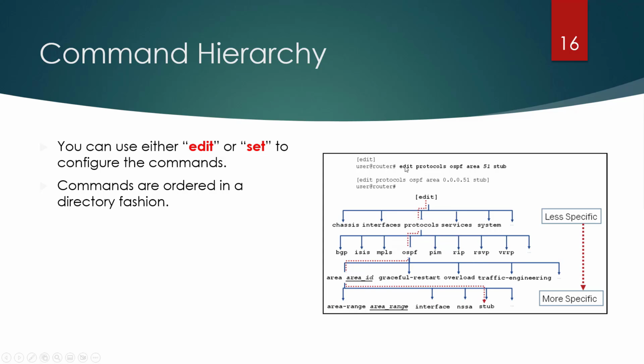You can type it one time, or you can do it multiple times also, like edit protocols, enter. Then edit OSPF, enter. Then edit area 51, enter. Or you can type in the same command. You can also use the set command if you want to set it directly to that value. So both options are possible, right?